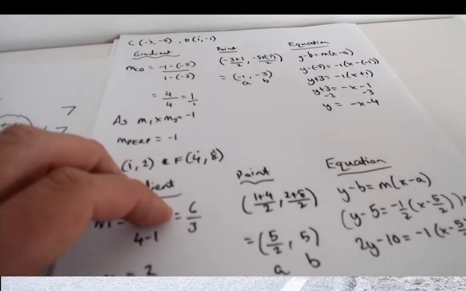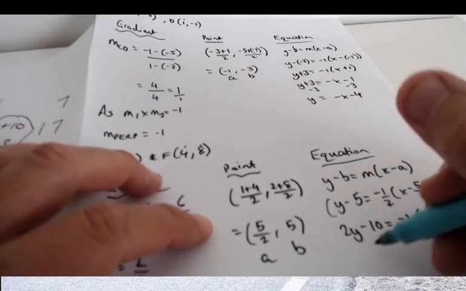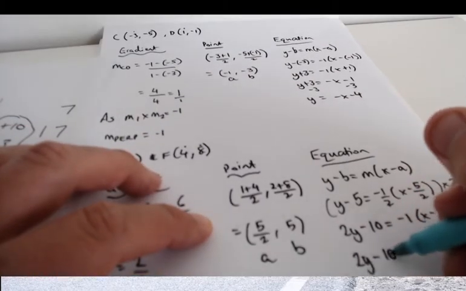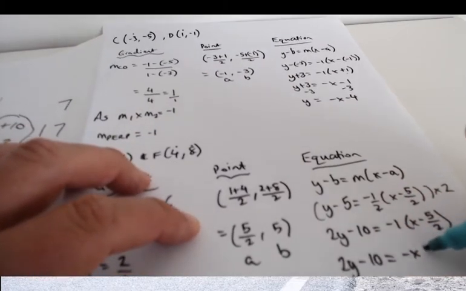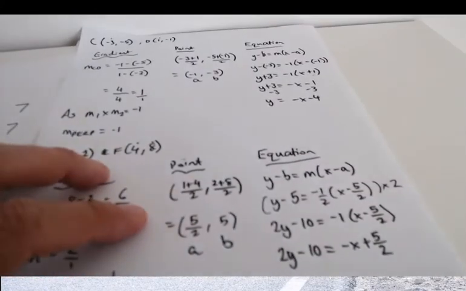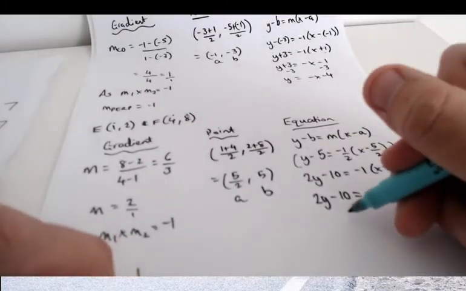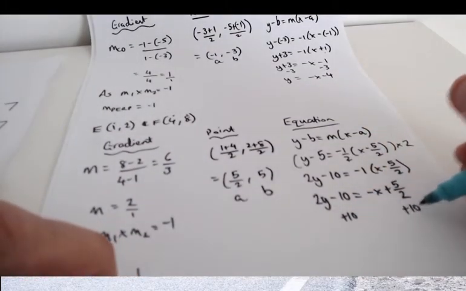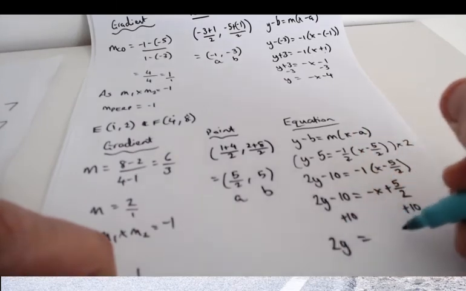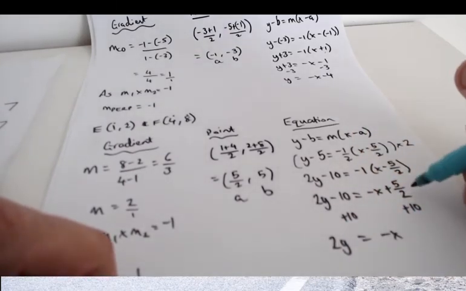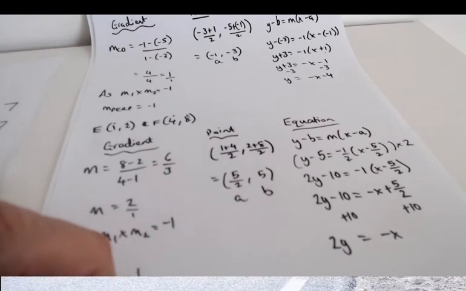Like so. And now I need to multiply out my bracket, which will give me minus x add 5 over 2. Remember, be careful with your negative numbers. Now I'm going to add 10 to both sides. So 2y will equal minus x, 5 over 2 add 10.